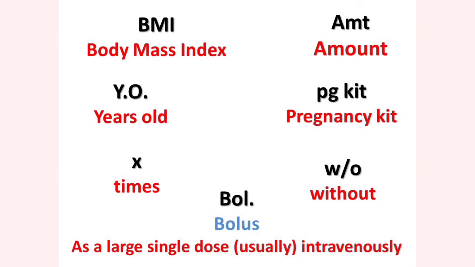Another is X. X means times. Times means multiplication. Two times more stronger than the prescribed drug means you have to multiply it by two. And WO is there, which means without. There is another word BOL, which means bolus in Latin language, and in English language it represents a large single dose, usually intravenous. Intravenously given dose in a large single dose is known as the bolus.